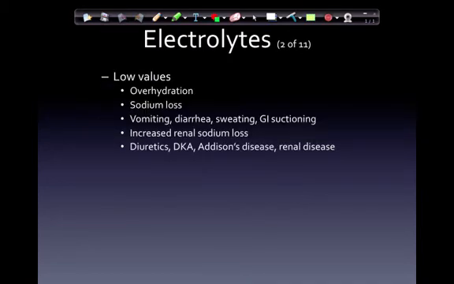Low values: overhydration, sodium loss, vomiting, diarrhea, sweating, GI suctioning, increased renal sodium loss. So our kidneys are just kicking out tons and tons of sodium. Diuretics, diabetic ketoacidosis, Addison's disease, and renal disease. These would be from hormonal difficulties, and some of those with Addison's, with renal disease, just your kidneys are in failure. DKA would be secondary to the acidosis and the fluid offload. And then diuretics are generally potassium depleting, but they can have a loss of sodium. Water is going to follow sodium.